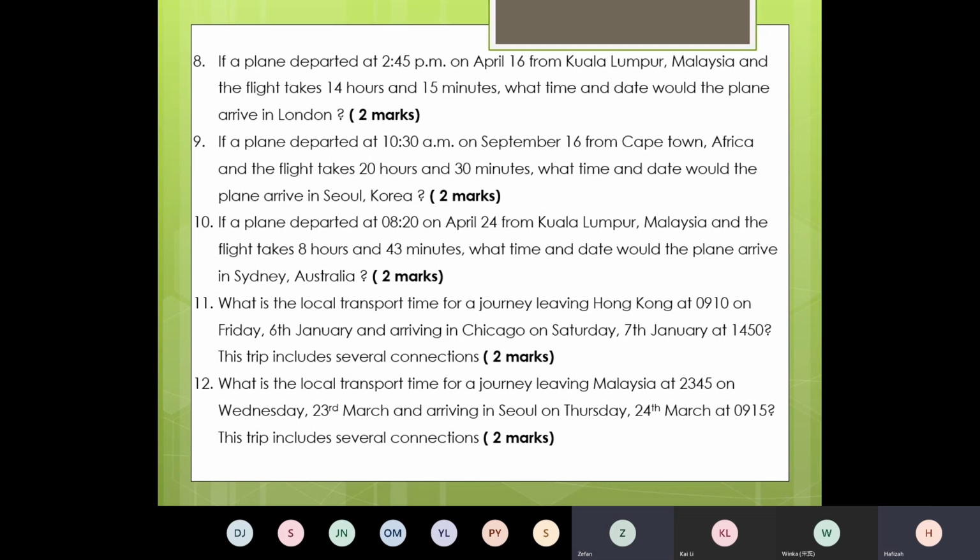Miss, London GMT is what already? 0. GMT London is 0, Kuala Lumpur is +8. 9 o'clock. Did all of you get 9 or not?